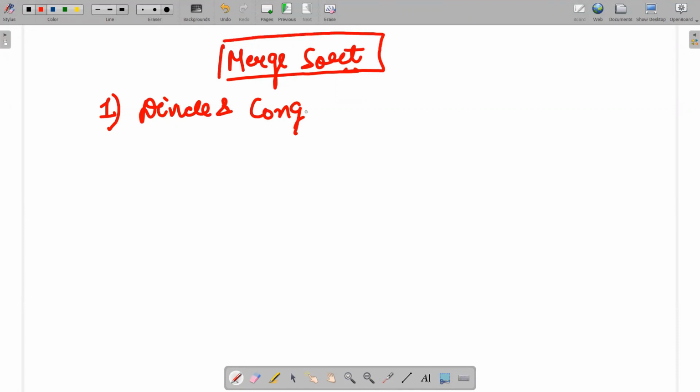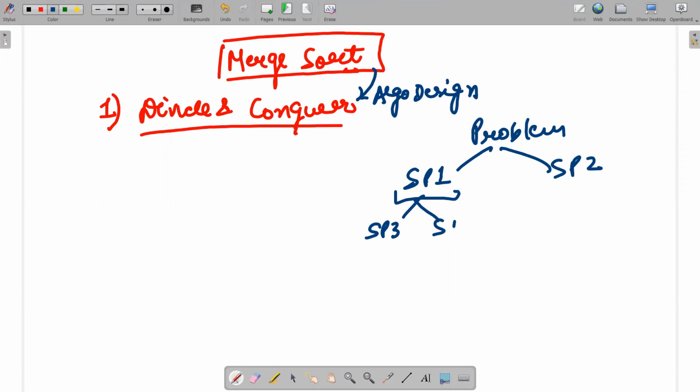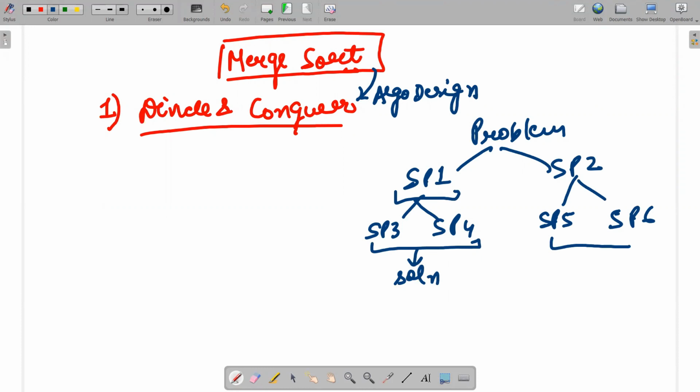One of the important constraints of merge sort is that it follows an algorithm design strategy, which is divide and conquer. It means it will split the problem into two parts. It will try to solve the subproblems. They can also be divided into other subparts till the splitting can be done. So it will continue to split. It will try to form the solutions of those subparts.